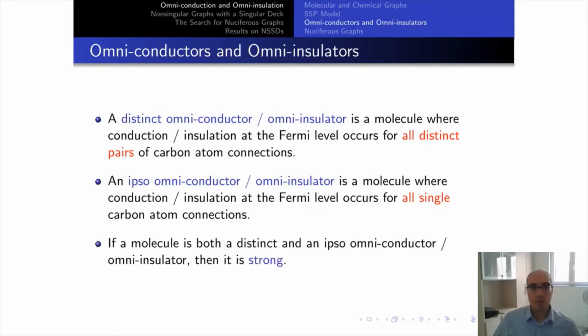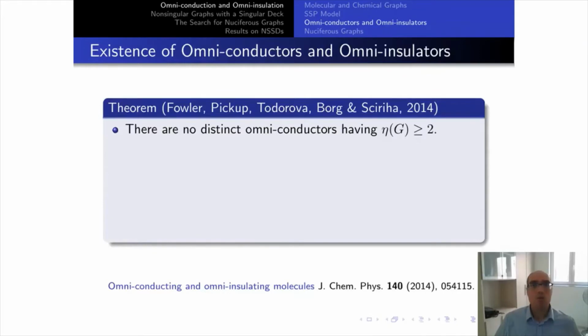If we have both a distinct and an ipso omniconductor or omni-insulator, then we call them a strong omniconductor or a strong omni-insulator, respectively. The question now is whether these omniconductors or omni-insulators exist.